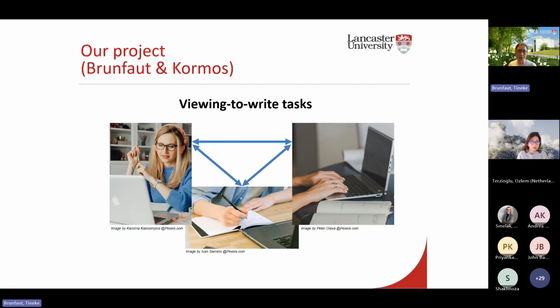And we made a decision in our project to focus on a task type that we have labeled viewing to write tasks. And in these tasks, as a test taker, you watch a video. Whilst you are watching it, you can take notes. And then when the video is finished, you need to write a particular piece of text based on the information from the video. So that's in a nutshell the kind of task type.